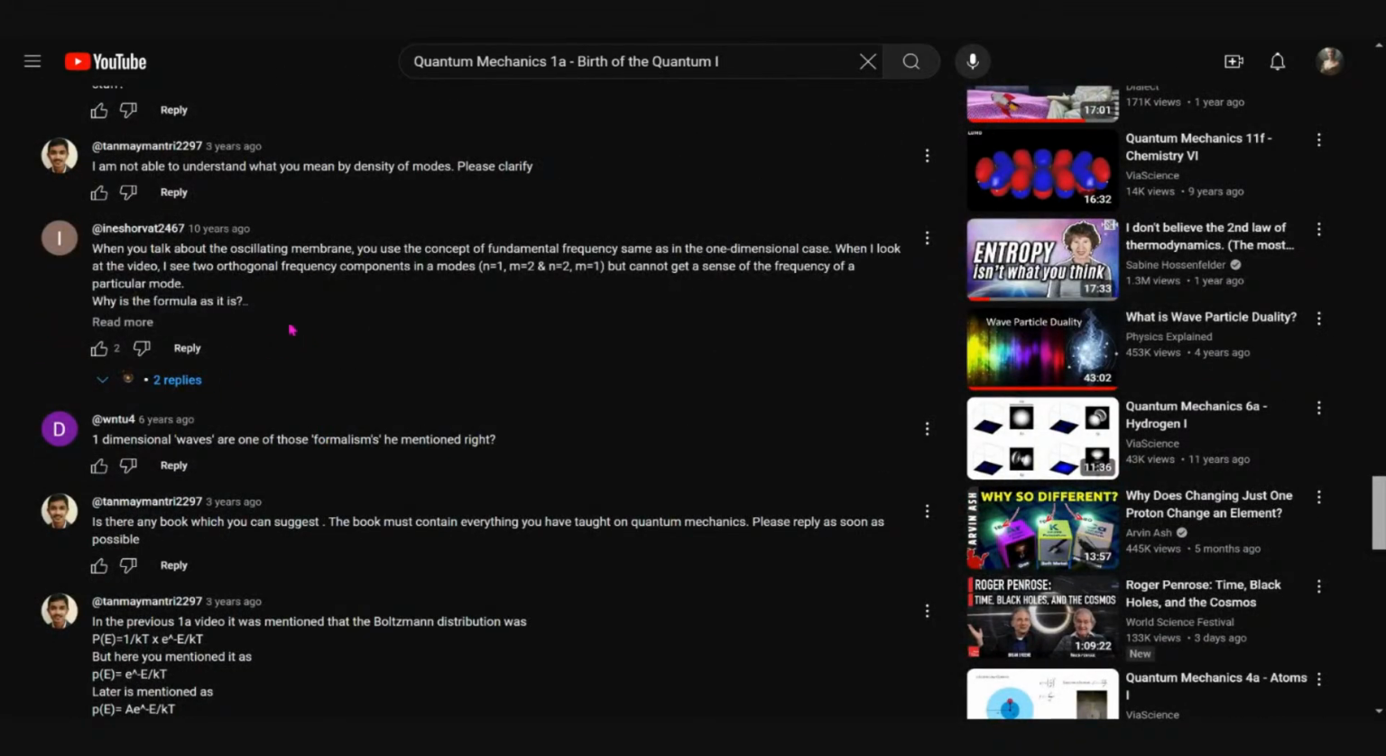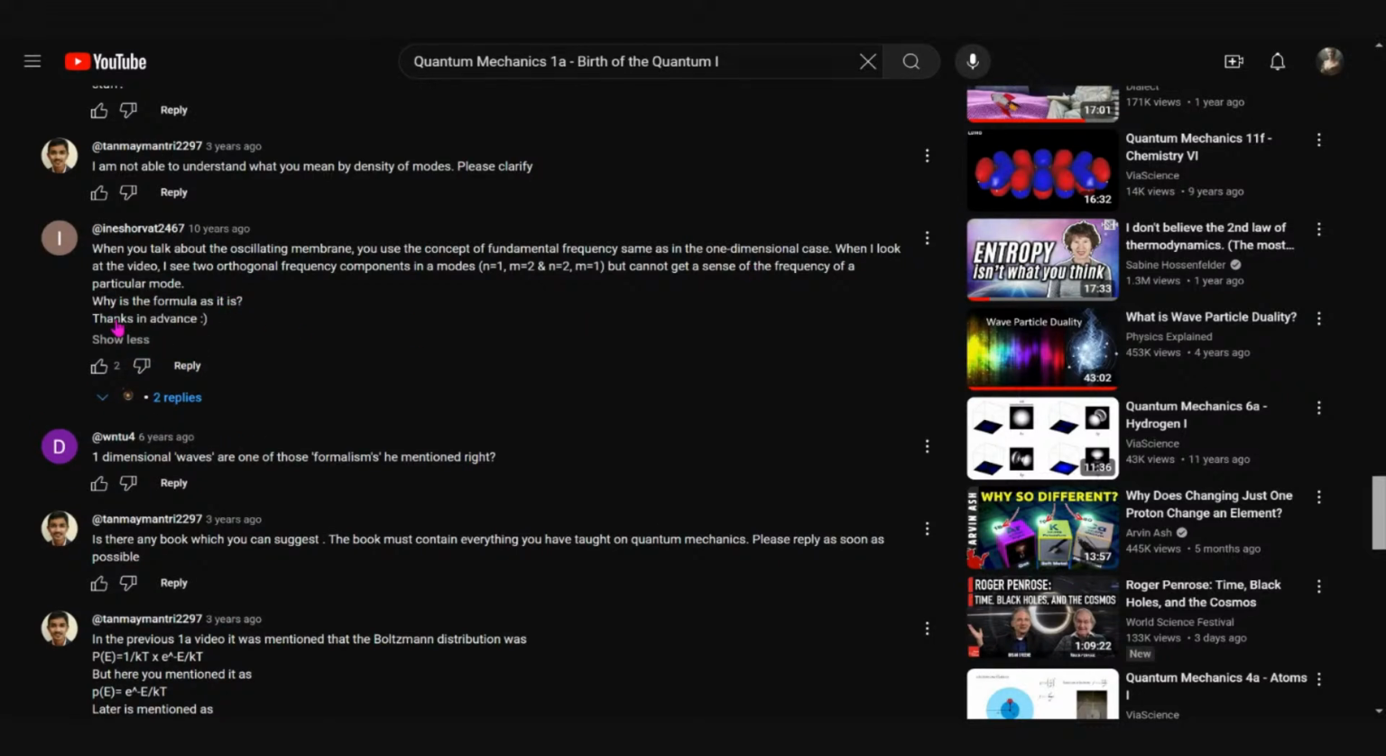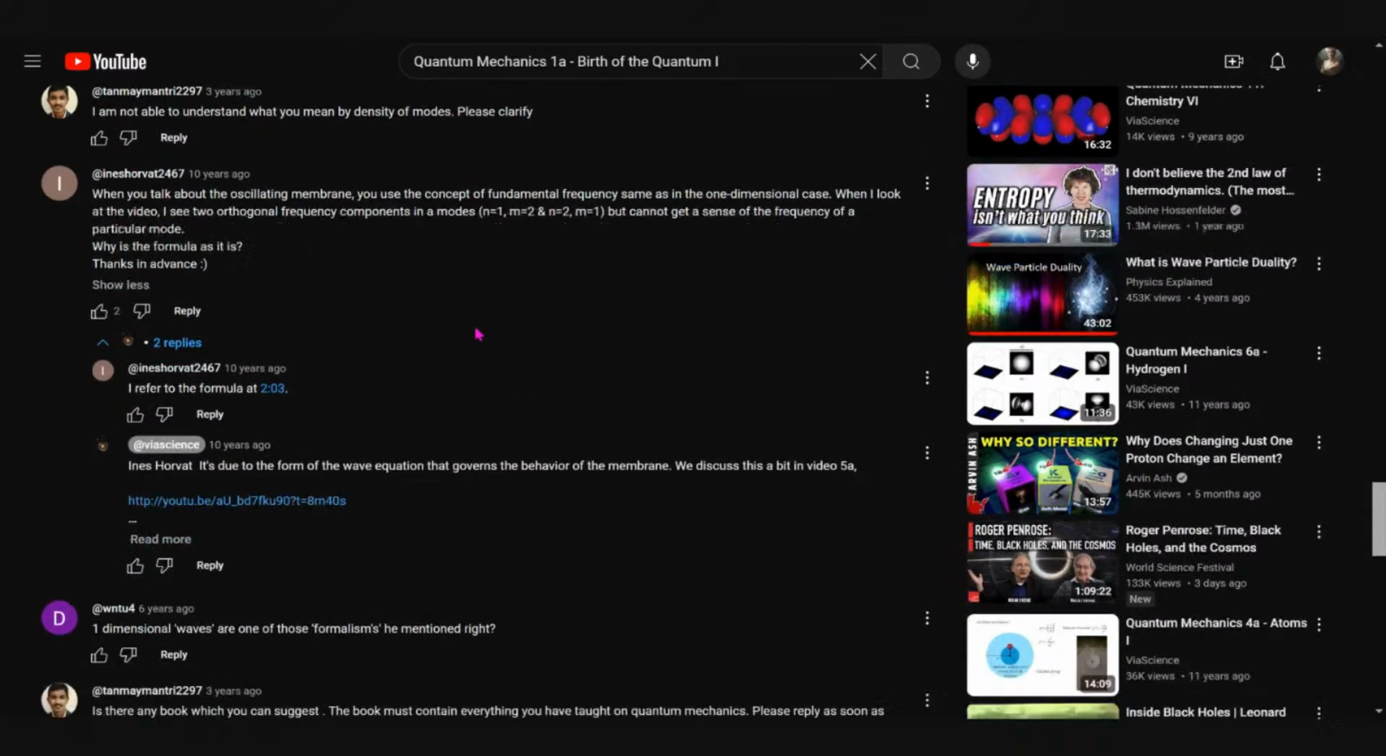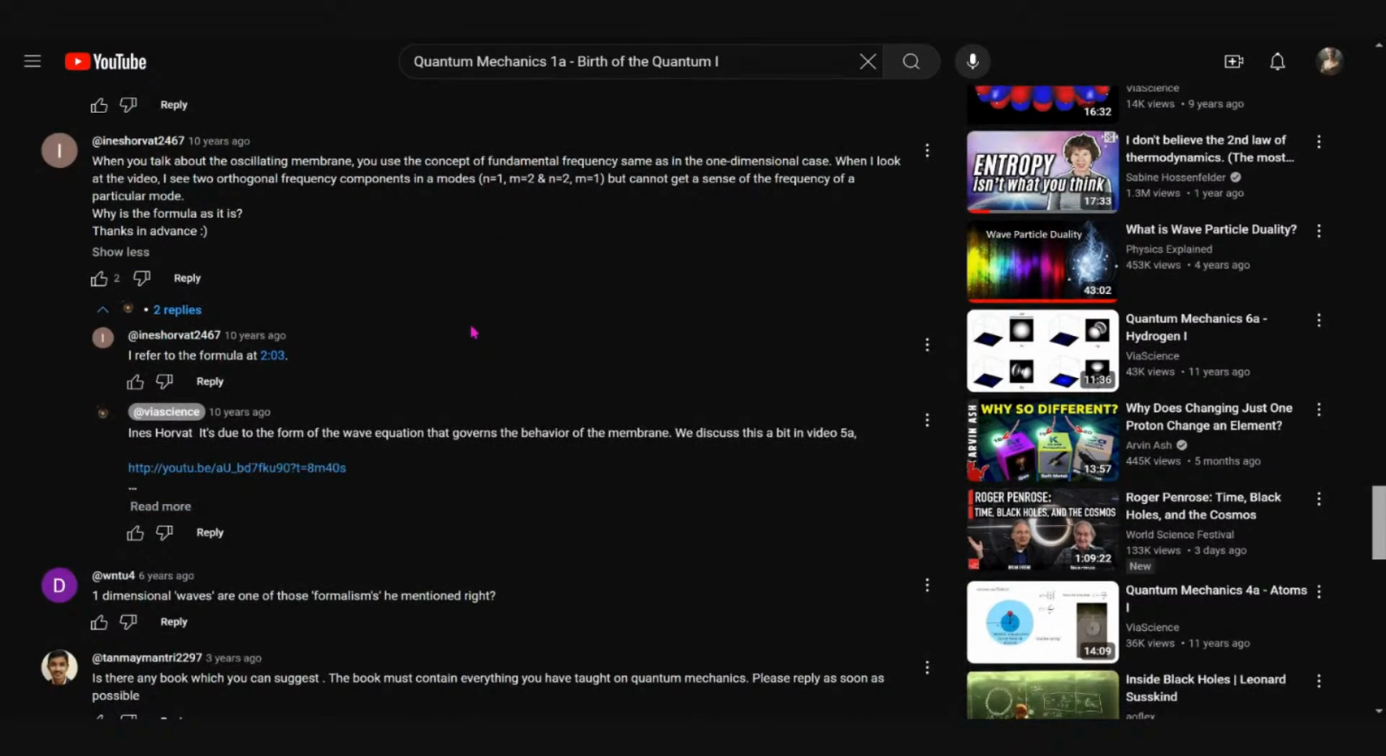When you talk about the oscillating membrane, you use concept of fundamental frequency, same as in the one-dimensional case. When I look at the video, I see two orthogonal frequency components in modes n equals 1, m equals 2, and n equals 2, m equals 1, but cannot get a sense of the frequency of a particular mode. What is the formula as it is? I refer to the formula at 203.